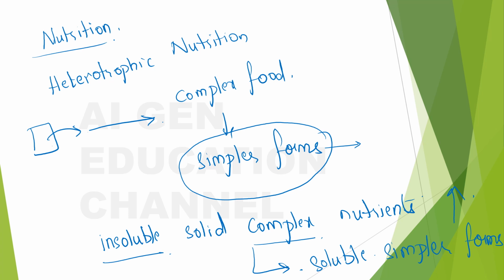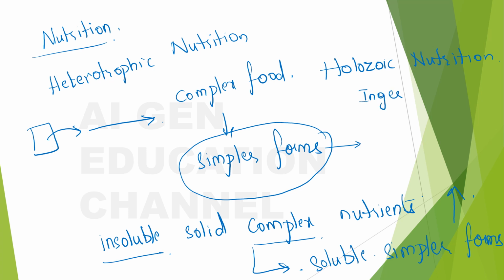This type of nutrition, wherein insoluble, solid, complex nutrients have to be converted into soluble, simpler forms, is called holozoic nutrition. Holozoic nutrition. And there is a series of steps in this process. What are those steps?